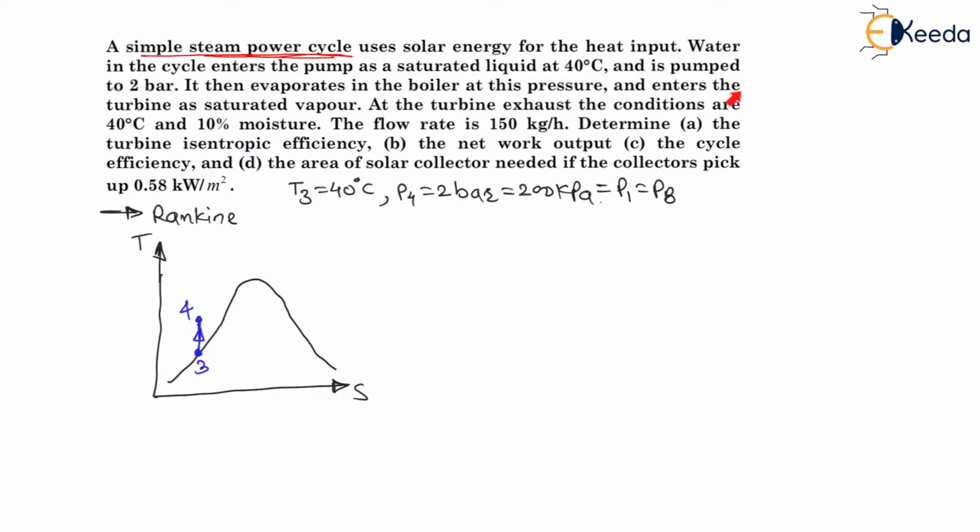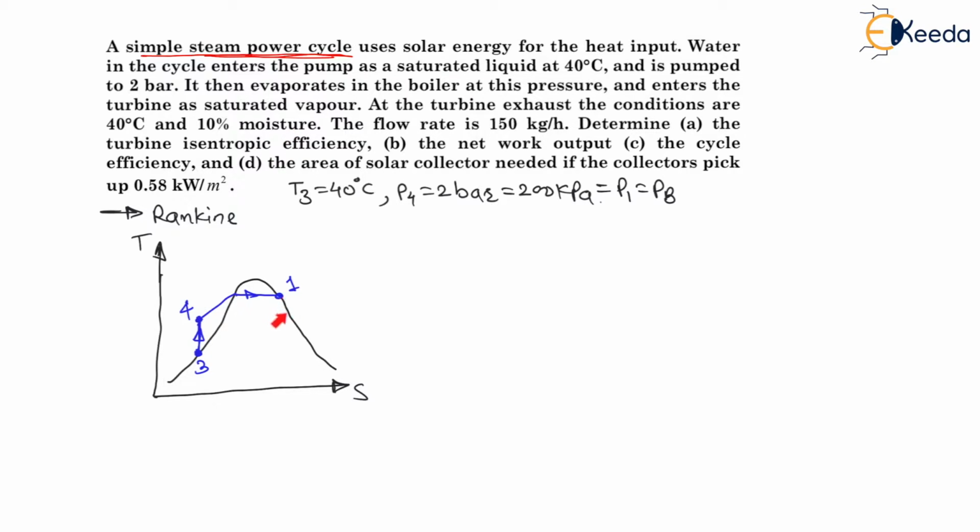Then it enters the turbine as saturated vapor, and exit of the boiler is entry to the turbine. Therefore entry to the turbine is saturated vapor. Therefore from 4 to 1 the process will be like this, right? There will be point 1. And my dear students, point 1 will be on the saturated vapor state because 1 is the entry to the turbine, right? Then at the turbine exhaust the conditions are 40 degrees Celsius and 10% moisture.